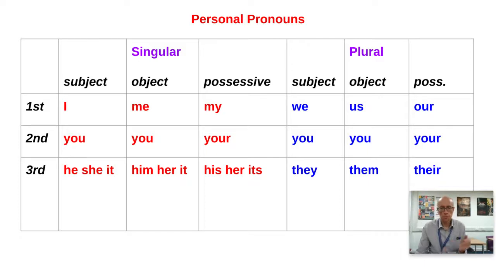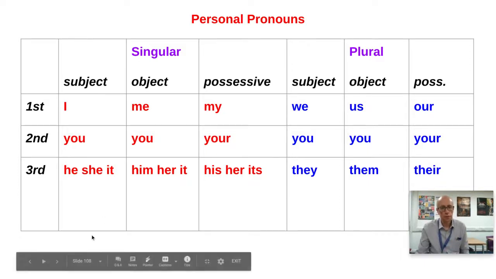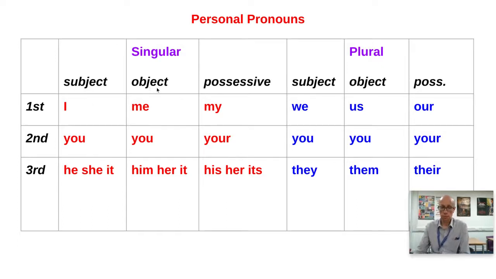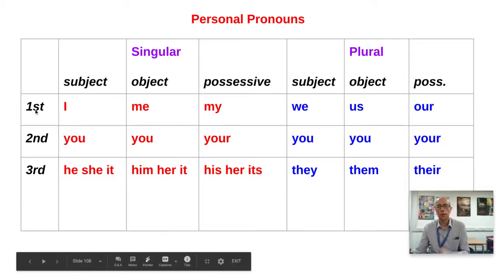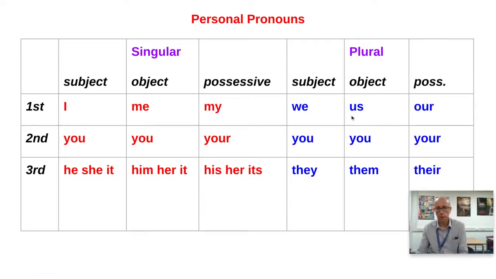And just to make it even more complicated, we have differences often in English between the subject form of the pronoun and the object form of the pronoun. We have a thing called the possessive. Okay, so first of all, let's have a look at these first-person pronouns. So first-person pronouns are pronouns like I, me, my, we, us, our. These are all first-person pronouns.